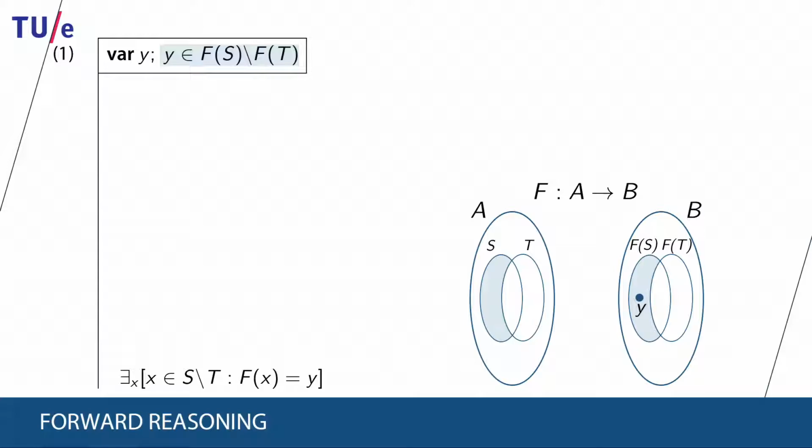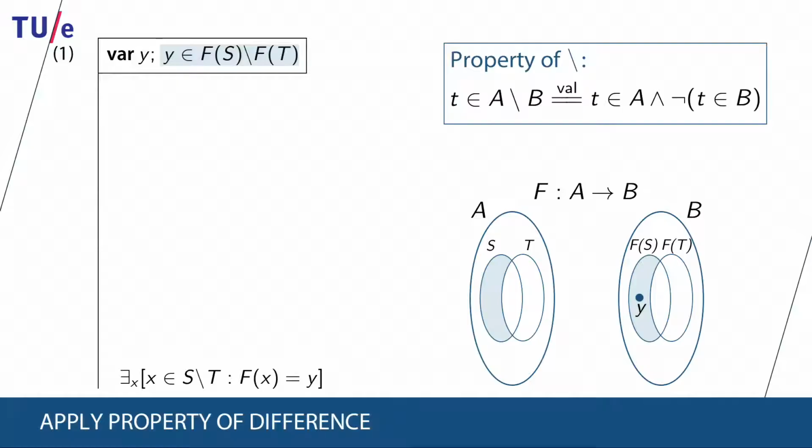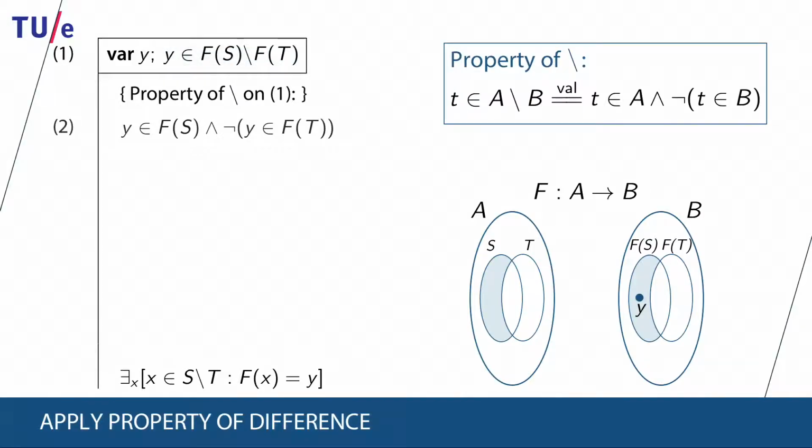Furthermore, we have declared y as an element of the difference of the image of S and the image of T, both under F. And our goal is to find some element in the difference of S and T that F maps to y. We proceed to draw some conclusions from the assumption about y. With the property of difference, we find that y is in the image of S under F, but not in the image of T under F.